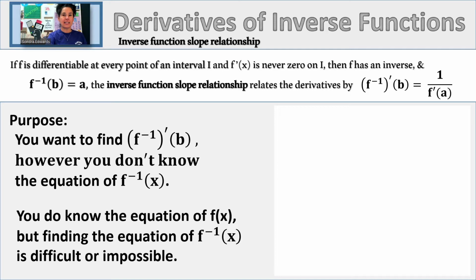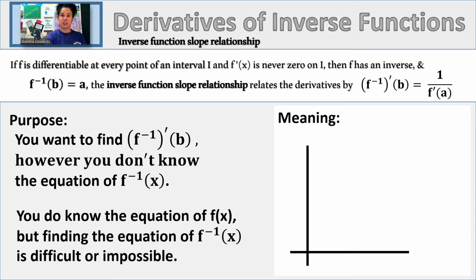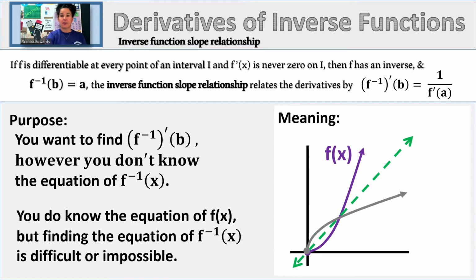All right, so let's take a look at the meaning graphically of this relationship. Let's start with a random function. I'm going to call this function f of x. If we wanted to graph the inverse of f of x, right, the inverse is just a reflection across the y equals x line. So that right there would be a picture of f inverse.